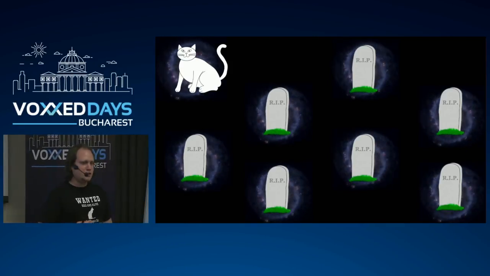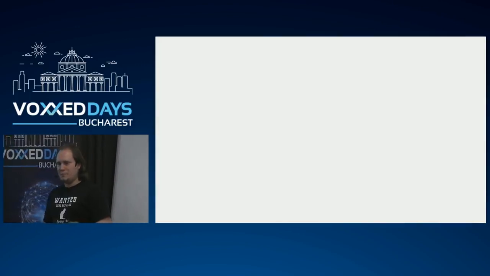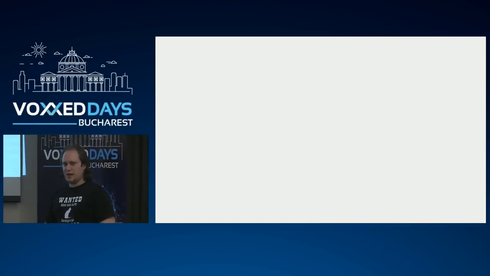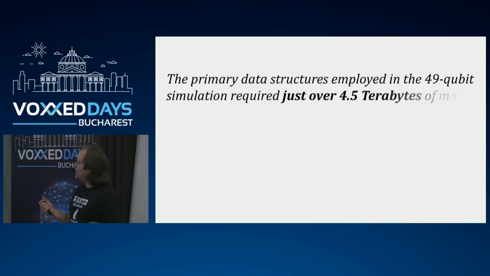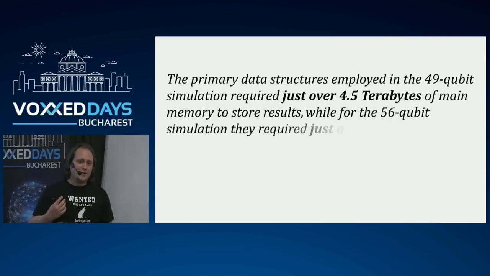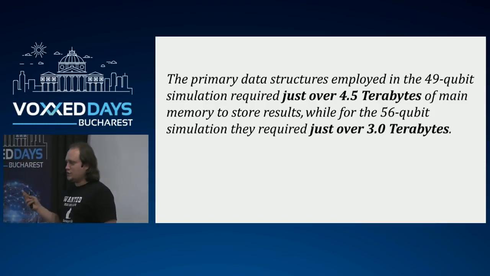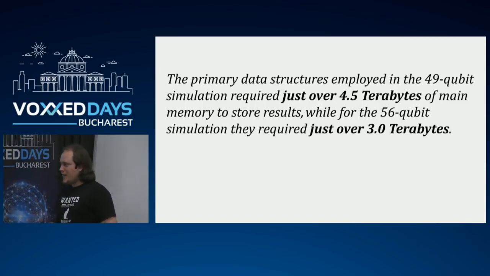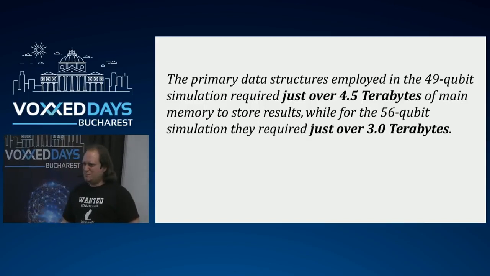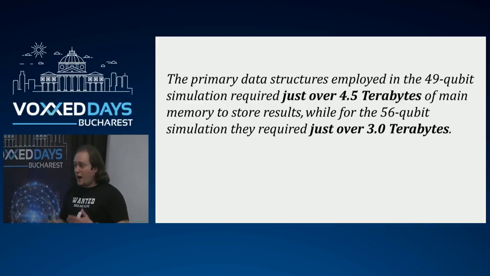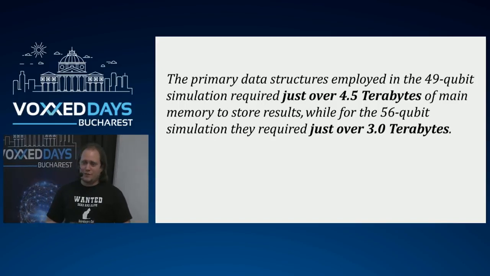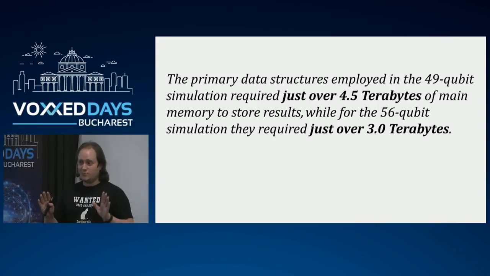Well, IBM actually looked into this issue, and they published a paper last year. They had two quantum computers that they simulated. One of them was a 49-qubit computer, and they needed 4.5 terabytes of RAM. One of them was a 56-qubit computer, and that needed 3 terabytes of RAM. Note that this wasn't the same algorithm, and maybe the algorithm they used for the latter was more optimized. It's still much more than we have on our development machines. There are computers with that kind of memory available, of course, but you don't have them sitting at home, I would assume. If you do, let me know. I might come by.